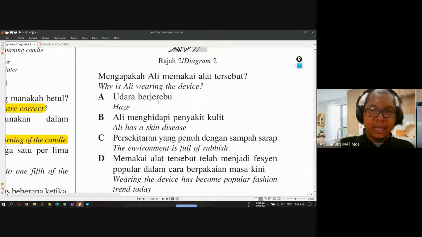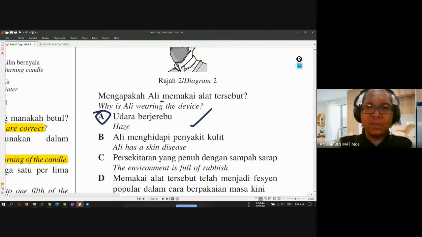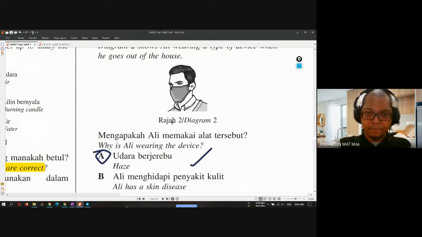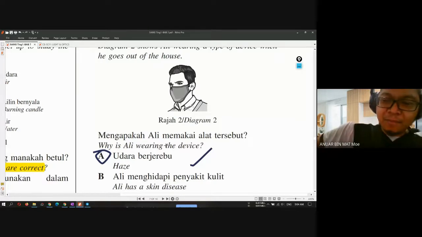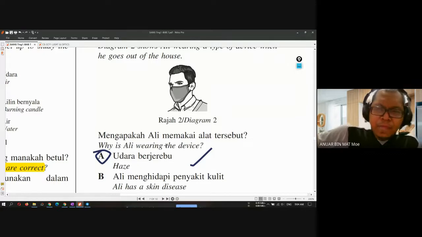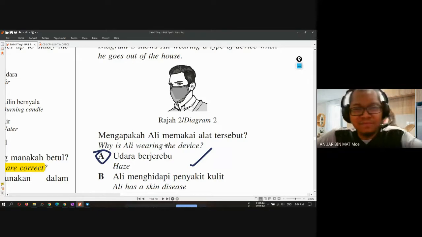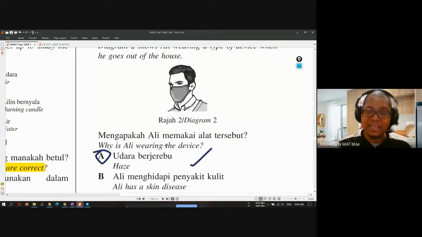What is haze? Haze is when the air is dirty, yeah? Because there is more concentration of smoke and dust. That's why we need to wear the face mask here. Okay. My question to you: right now is a pandemic time. You can see many people out there wearing face masks. Do you think the face mask we wear outside can keep us free from viruses? Can or cannot? No, right.